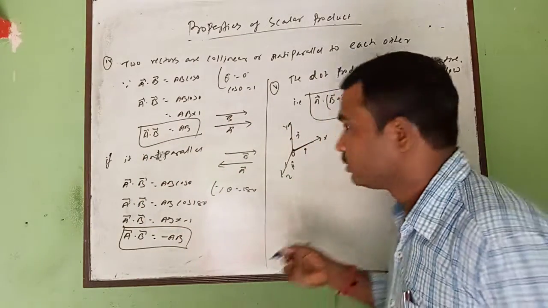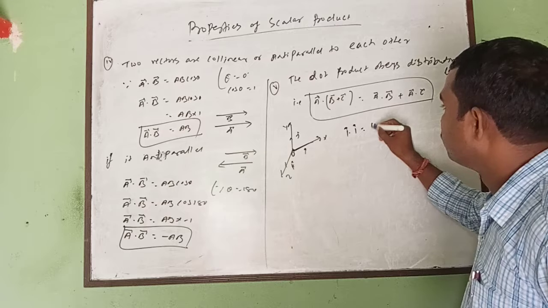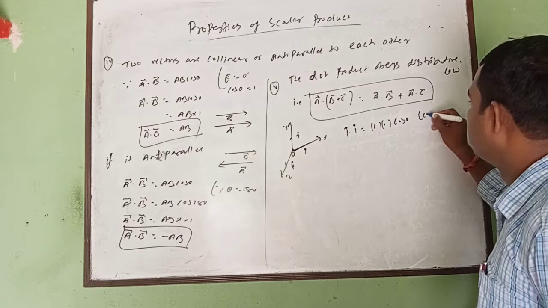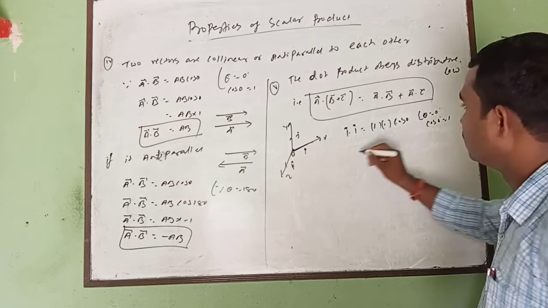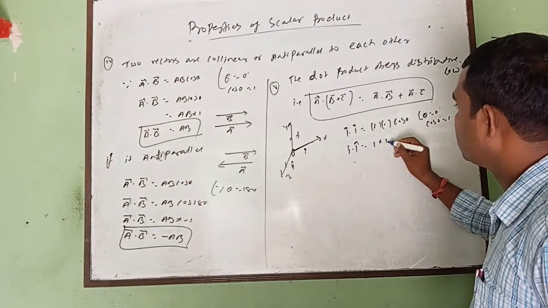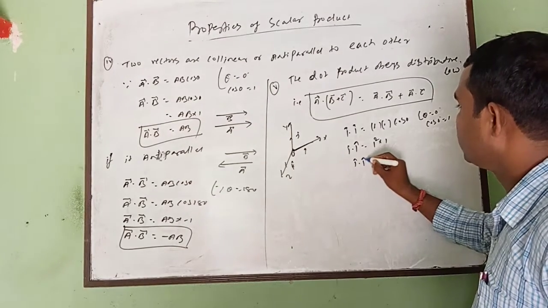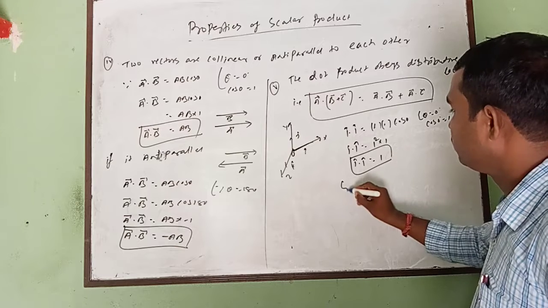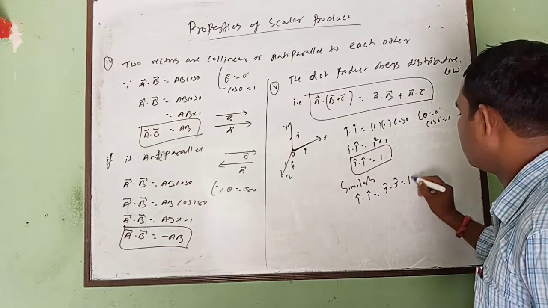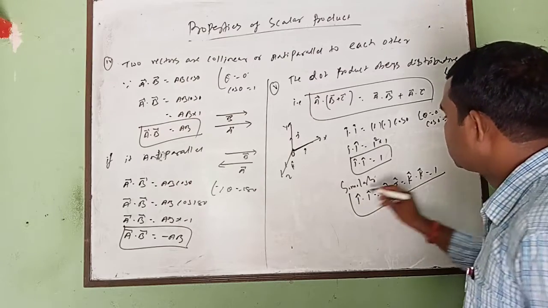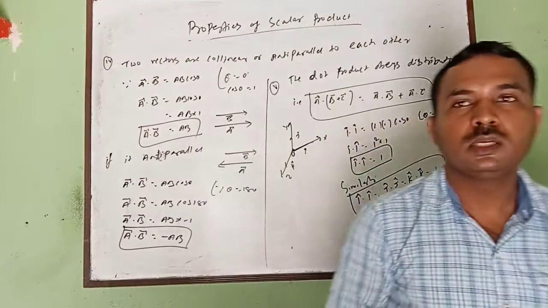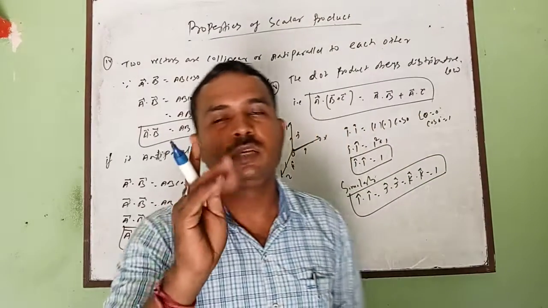You know that whenever the two vectors are the same, theta will be 0. It means i dot i equals 1 into 1 into cos theta, and theta equal to 0 means cos 0 is equal to 1, so i dot i is equal to 1. Similarly, i dot i equals j dot j equals k dot k equals 1. It means if vectors act along the same line, their dot product is numerically 1, that means 1 unit.